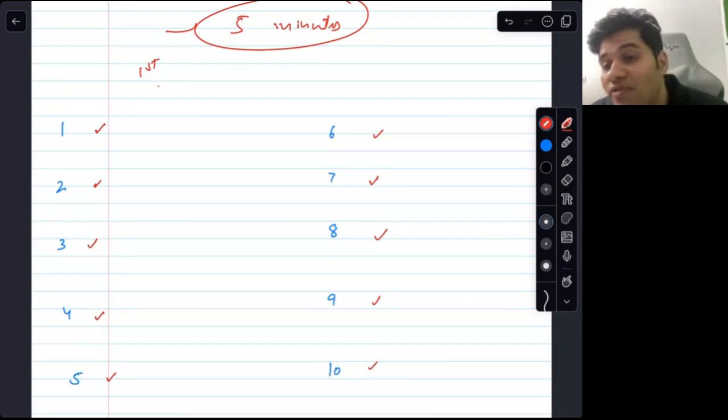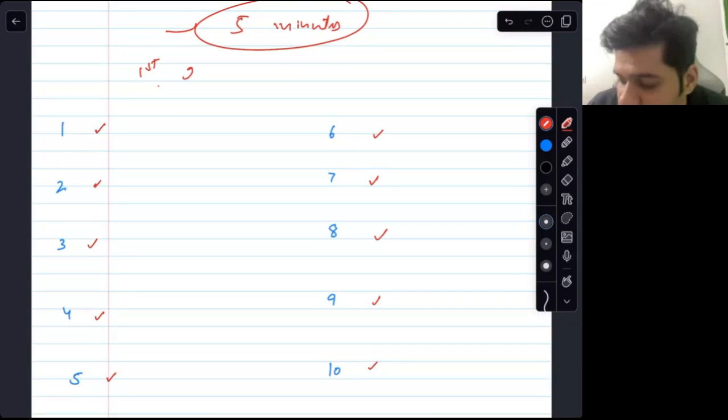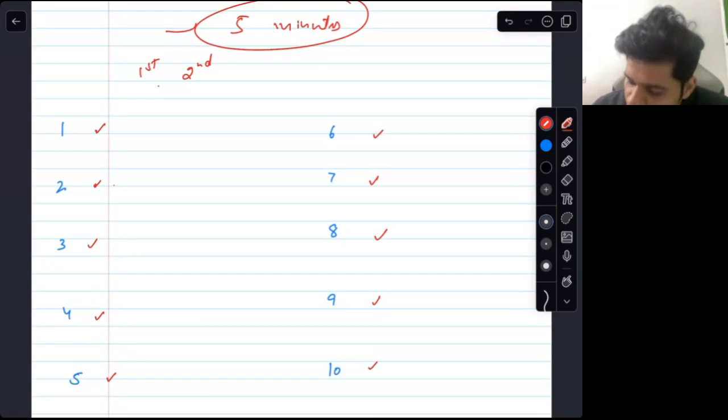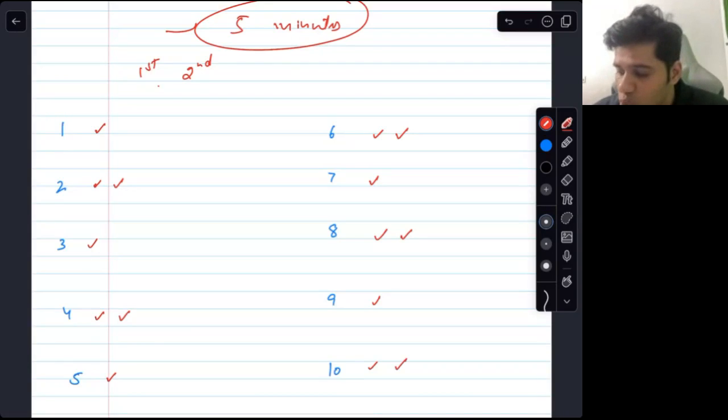Now for the second fluctuation, which bulbs will toggle? You have to answer. It's an easy question. All even bulbs will toggle. So 2, 4, 6, 8 and 10 will toggle.